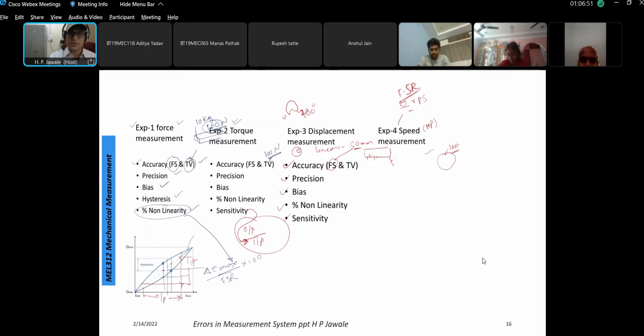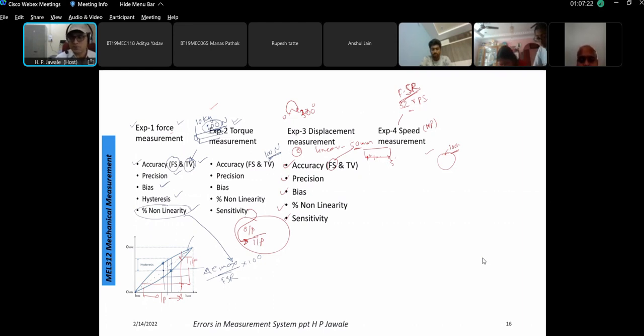What is the full scale reading? I will again iterate. 10 kg is the load cell full scale load value for experiment number 1 and experiment number 2, that is the force and the torque measurement using the strain gauge based device. For linear displacement, it is 0 to 300 degrees graduation on the angle measurement range, and for linear it is 50 millimeter the scale reading. So the full scale reading is 5 centimeter or 50 millimeter for experiment number 3.